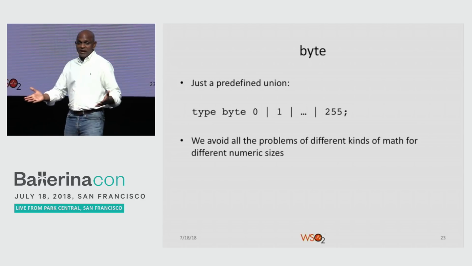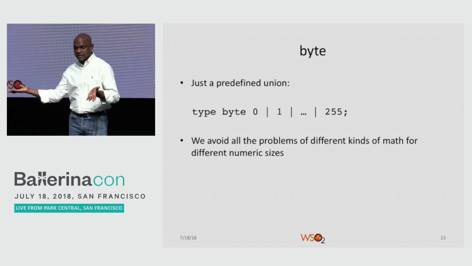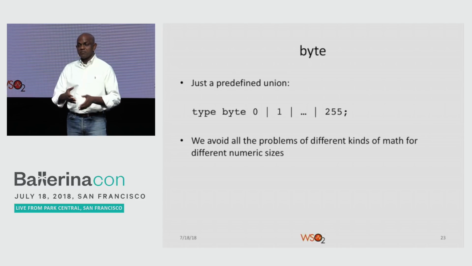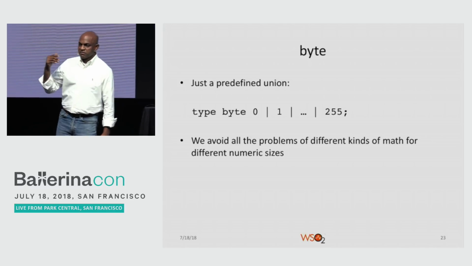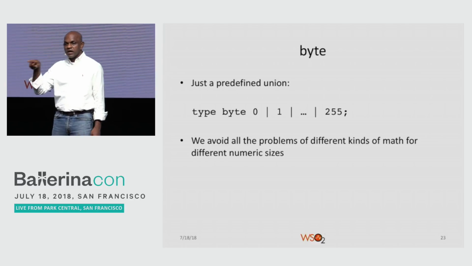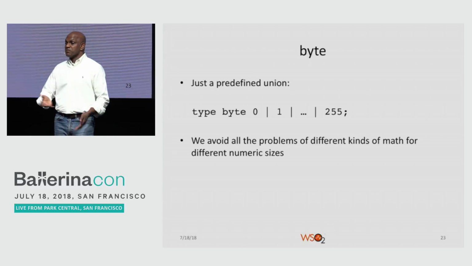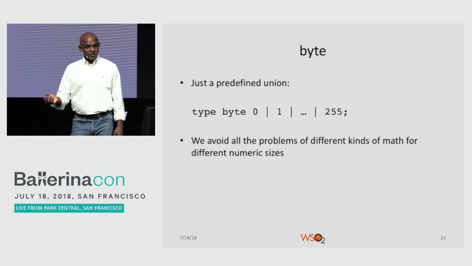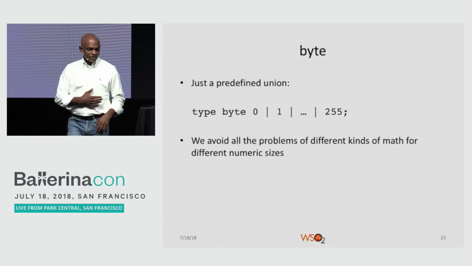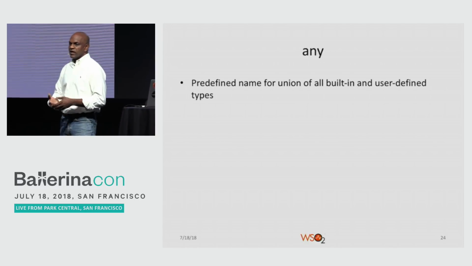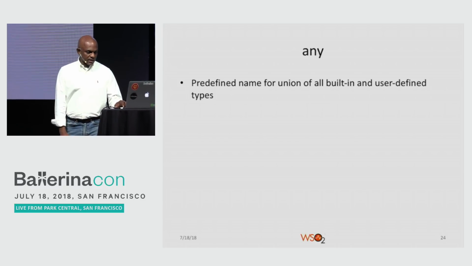I mentioned byte. Byte is again simple. Byte just happens to be a predefined union as well: a union from 0 to 255. So it's integers, just a finite set of integers that we allow. By doing this, you avoid all the problems that Java has of having to do math on byte, and how you do byte plus short plus int. None of those problems exist when you do it like this. Byte is just a number between 0 and 255. If it's more than that, it's no longer a byte. So byte is a subset of the int space, from a value set point of view, and it's very easy to manage. There's also a predefined type called any, which is just an alias for a union of anything, any user-defined and built-in types as well.